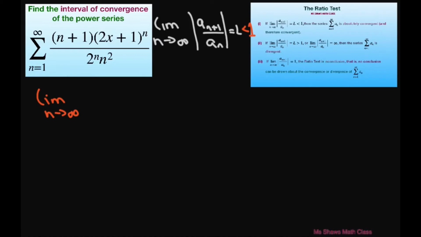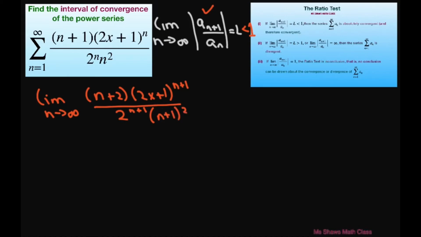Now looking at this, we're going to do our numerator part first. So this is going to be n plus 2 times 2x plus 1 to the power of n plus 1, divided by 2 to the power of n plus 1 times n plus 1 squared. This is absolute value. Or you could just put the absolute value on this x part. We'll just leave it like this.